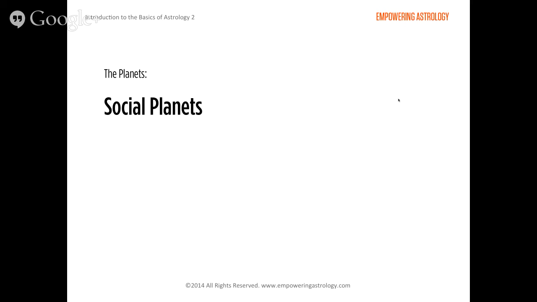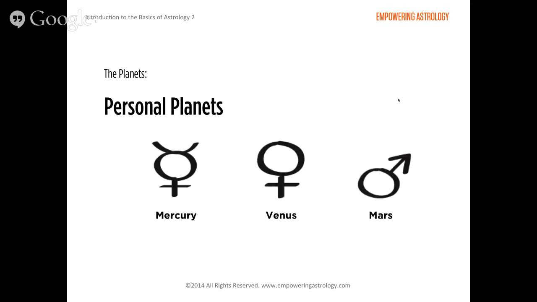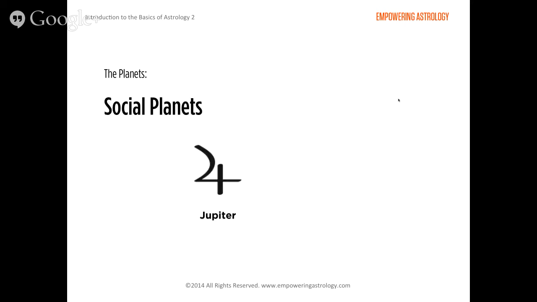So now we're moving to something called the social planets. These would be Jupiter and Saturn. They're called the social planets because they're dealing with ideas that are on a societal level. To go back for a second, the personal planets are dealing with you. How do you communicate? How do you love? How do you assert yourself? But when you get to the social planets, you're dealing with things that are outside of the self.